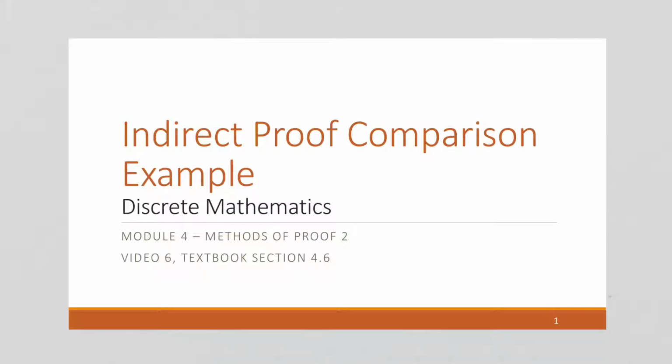In this video, we're going to do a comparison by proving the same theorem using both types of indirect proof. So we're going to prove something using a proof by contradiction, and then we're going to prove the same thing using a proof by contraposition. So you can kind of see how they're similar and how they're different.